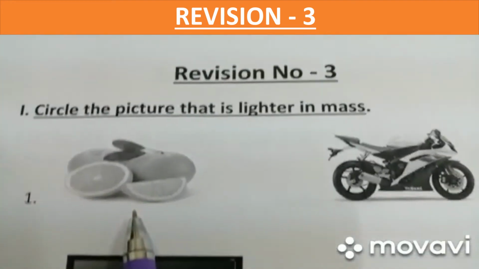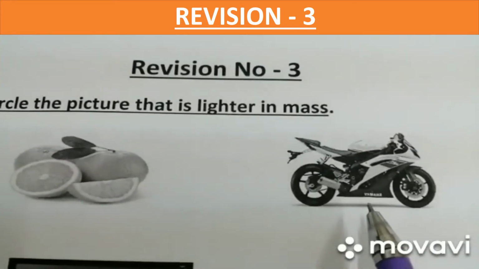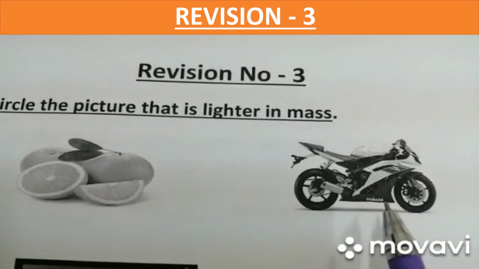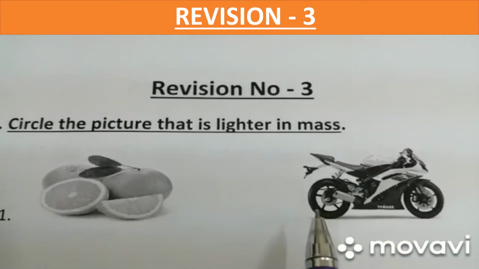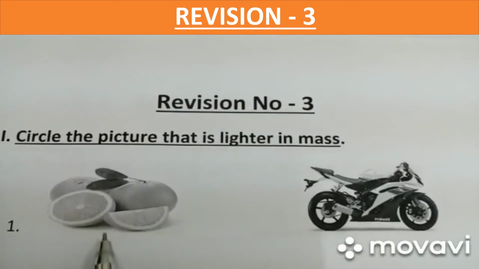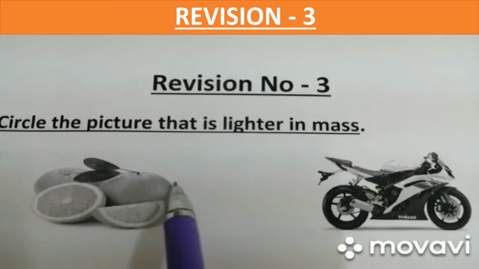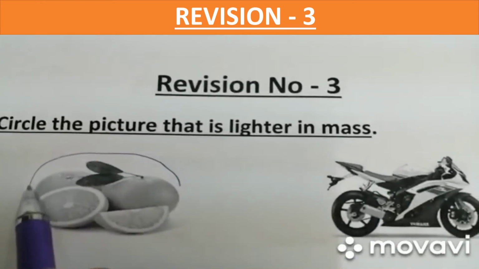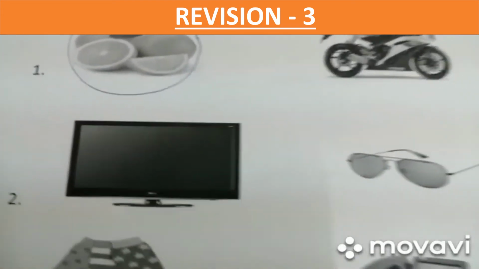See, what is this? Some oranges are here, right? And what is this? Bike. Okay, this is a motorbike. So can you tell me which one is the lightest out of these two? Very good. Yes, exactly. Oranges are lighter than this bike. So we will circle this picture. Okay. Now let's do another part.